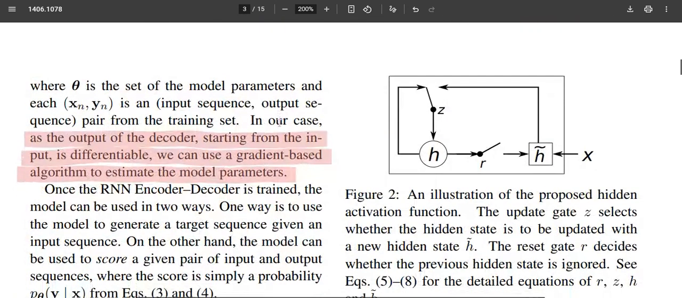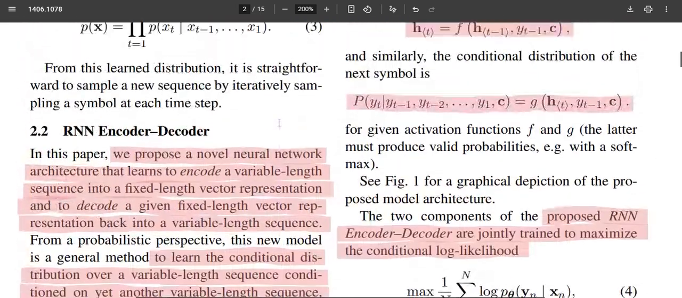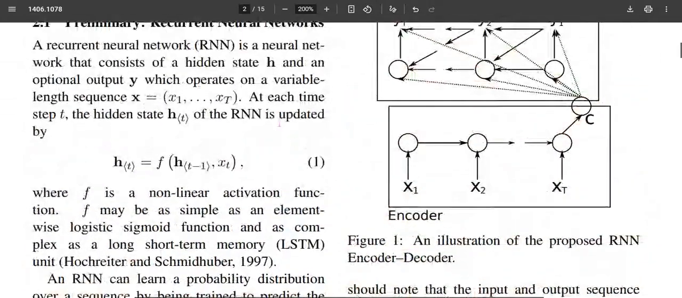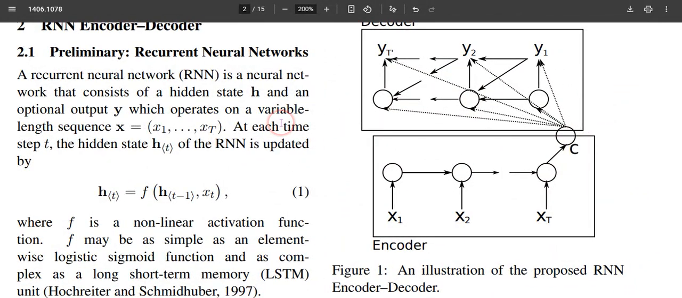Since this output decoder is fundamentally differentiable, they have used a gradient based algorithm to fit the model parameters, both in the encoder and decoder, jointly. This is what is called a sequence to sequence modeling architecture, which was very popularly utilized before the introduction of the ChatGPT architecture.